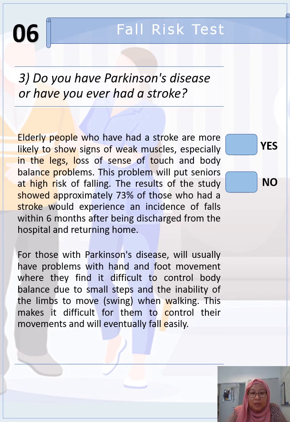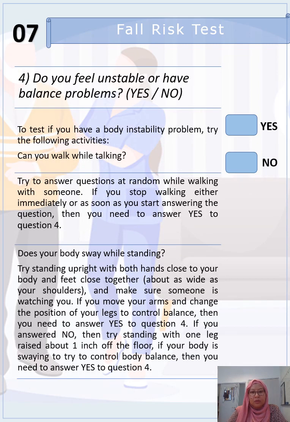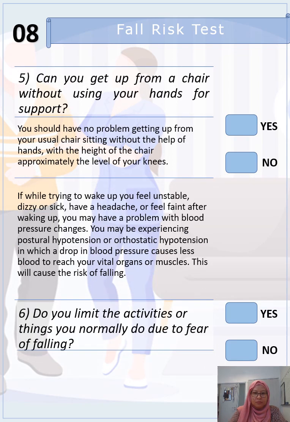I'm so sorry because I have given you the... okay, so this is the slide for the questions asking, do you feel unstable or have balance problems? Under these questions, there are 3 different situations where they need to answer yes or no. Okay, sorry for the technical issue.